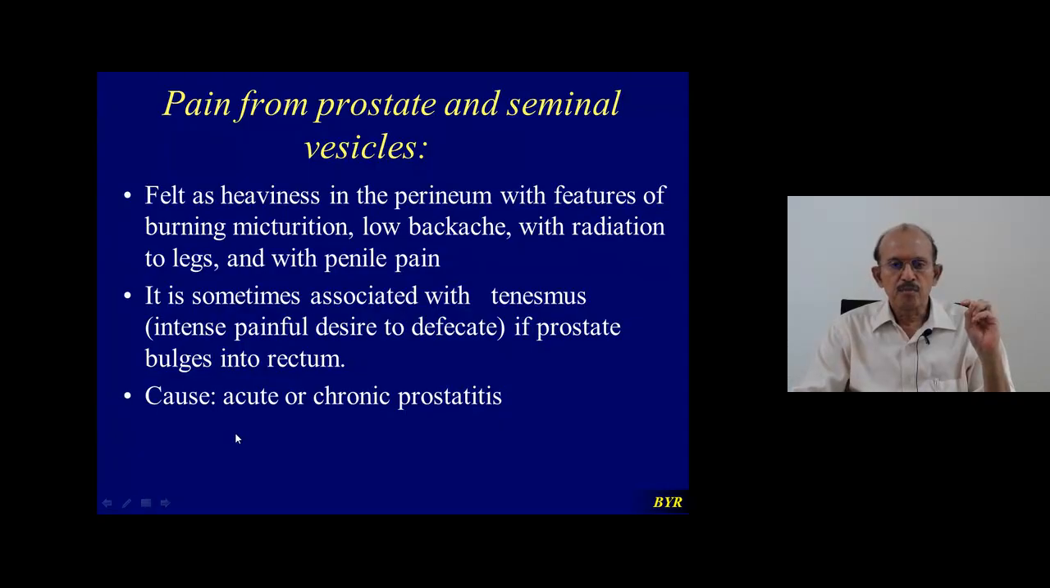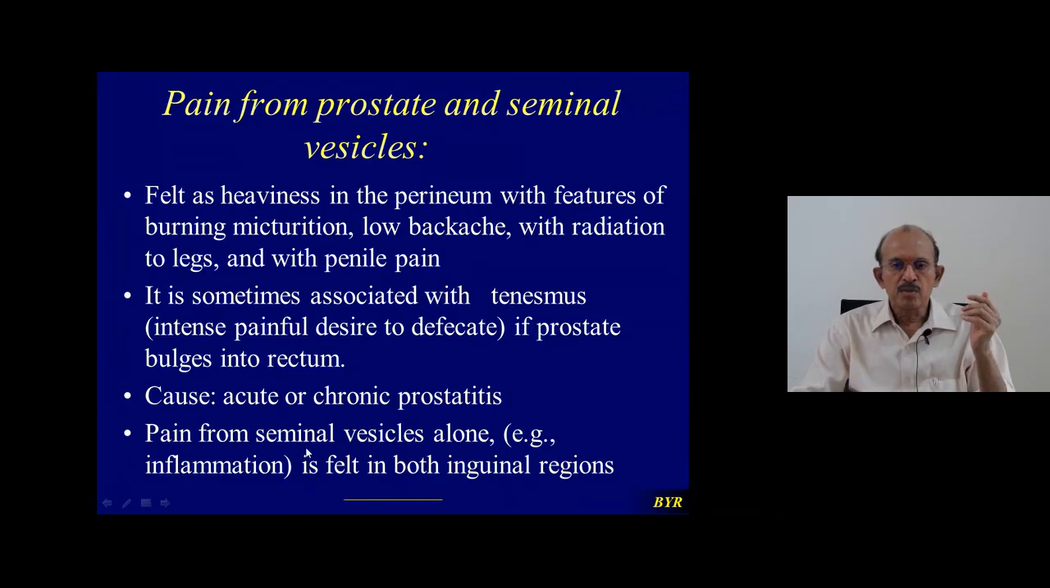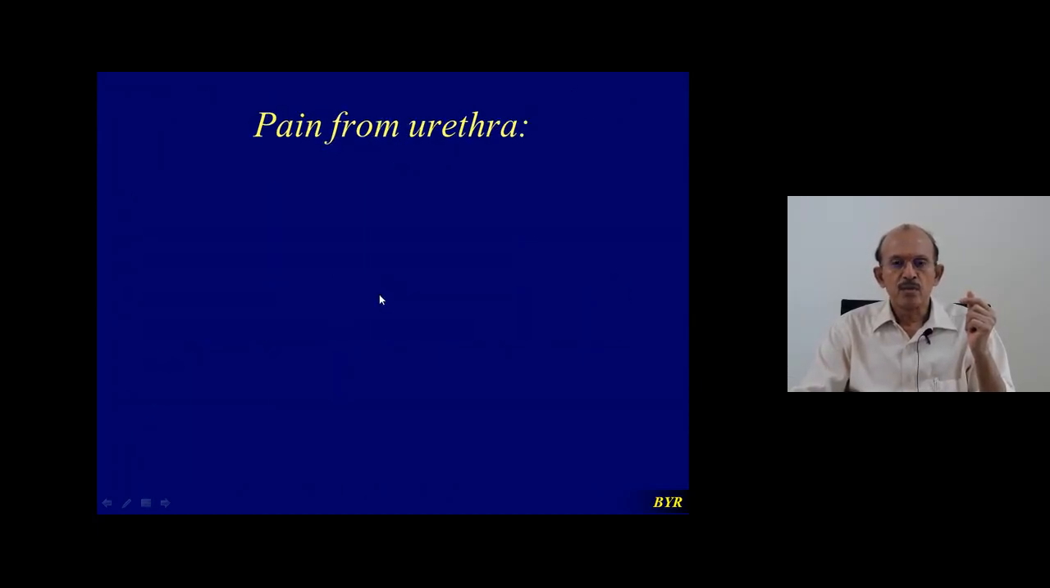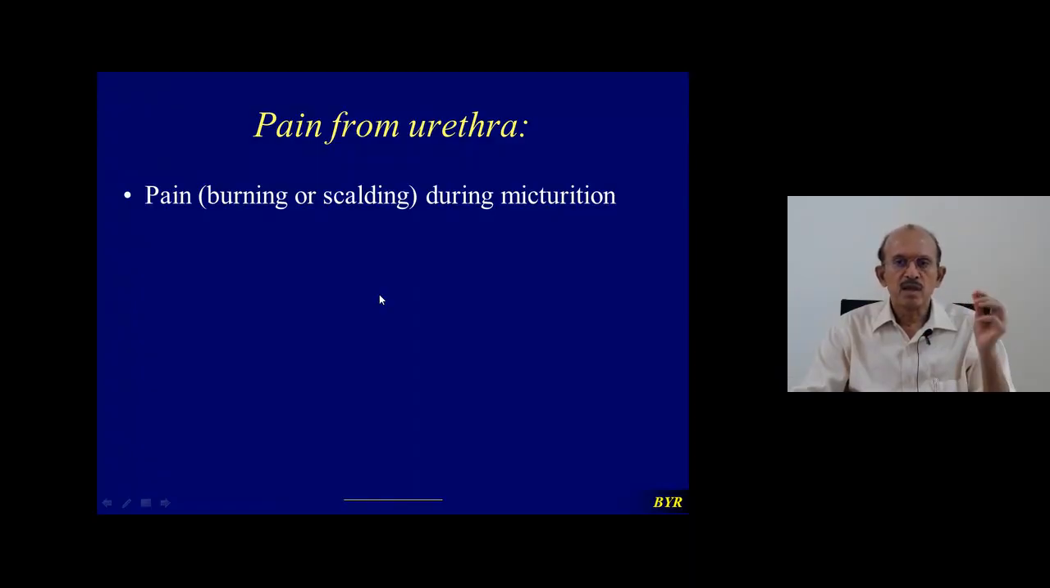The cause of prostatic pain is acute or chronic prostatitis. So if the acutely inflamed prostate enlarges and bulges into the rectum, the rectal muscle is also irritated, and the patient will get the tenesmus. Pain from the seminal vesicles alone, for example inflammation, is felt in both inguinal regions. Pain from the urethra is felt only during micturition. So only while the patient is passing urine does the patient feel pain.